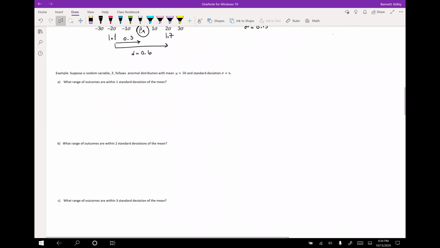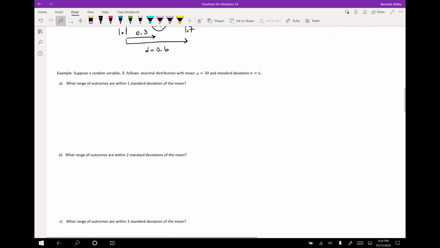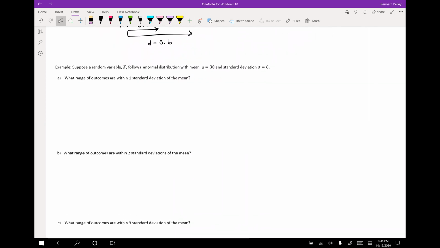So next, we're given a random variable. It follows a normal distribution with mean 30 and standard deviation 6. So this is saying X follows a normal distribution with mean 30, standard deviation 6. So what range of outcomes are within 1 standard deviation of the mean?